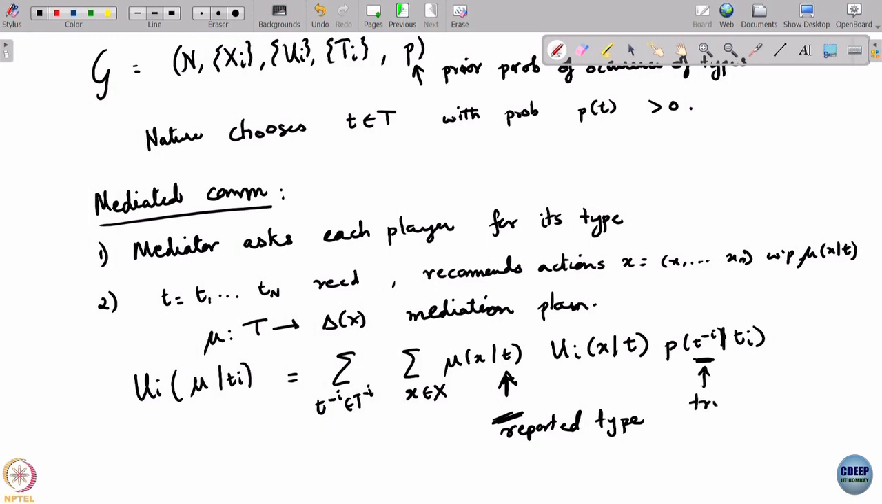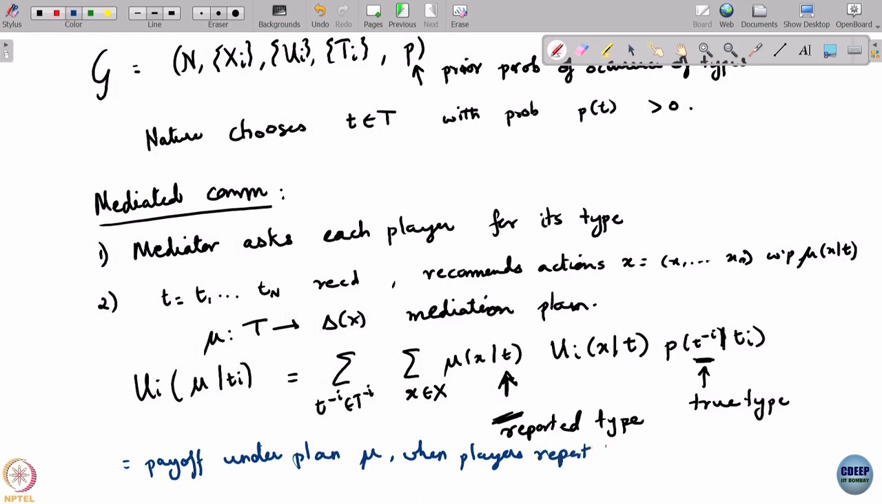This here is the true type. So, we are actually assuming that these are equal. Okay, so this is the payoff under plan mu when players report types truthfully and player i knows his own type t_i. So, he has come to know his own type t_i, he does not know the types of the others, and the types have been reported truthfully, and the mediation plan mu is being used. Then this is the payoff that he can expect, alright.